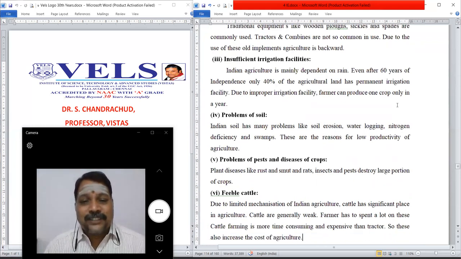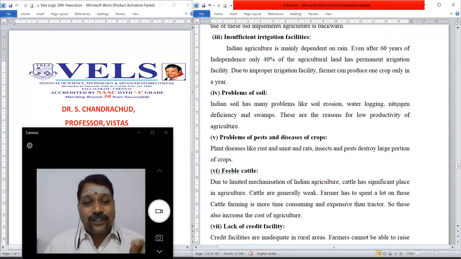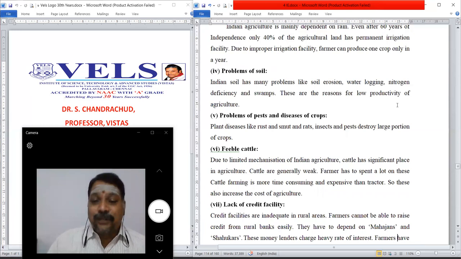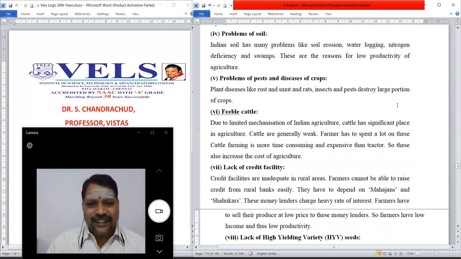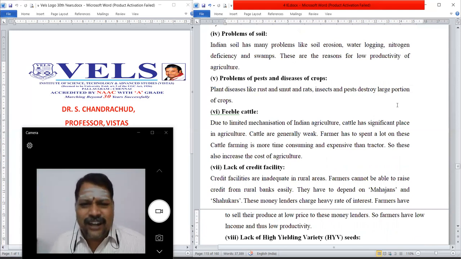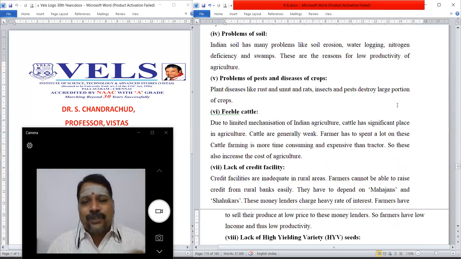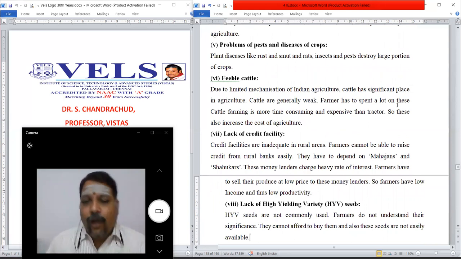Then the problem of pests and diseases of crops. Plant diseases like rust or smut, rats, insects, and pests destroy a large portion of the crop. So we should maintain the quality of the product. Due to limited mechanization of Indian agriculture, cattle have a significant place in agriculture. The cattle are generally weak. Farmers have to spend a lot of money on cattle farming, which is more time consuming than an expensive tractor. So these increase the cost of agriculture. So we should give priority to this.